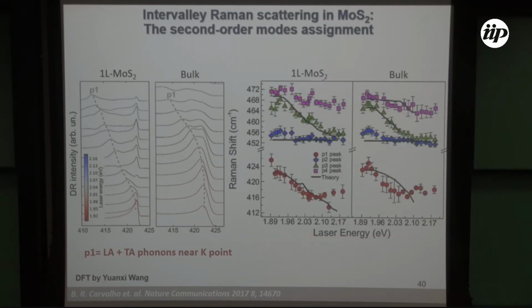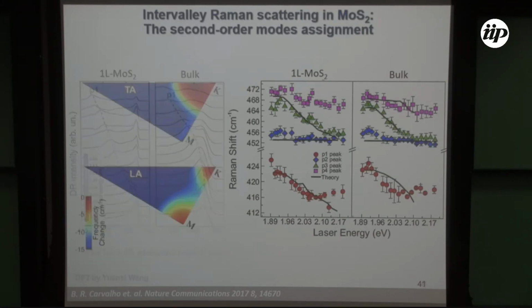So we also did this calculation and observed that this combination of phonons matches quite well. And here you can see that the LA is the dispersive band, and this one, the TA, is almost constant.